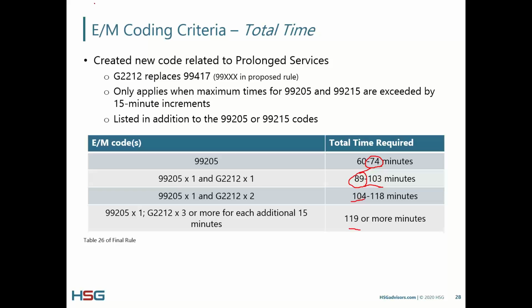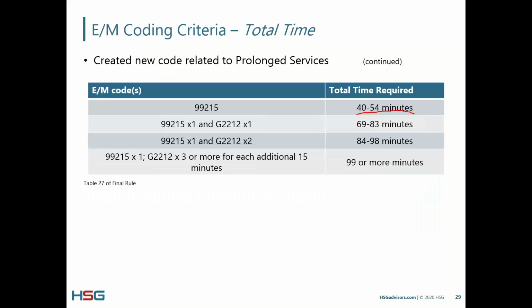A similar situation then applies to the 99215 code. We already talked about, that being the base. So 15 minutes beyond the maximum gets us to 69 minutes, and then every 15 minutes thereafter coming down. So you'd end up with a 215 followed with a series of 2212s to end up generating the total time.